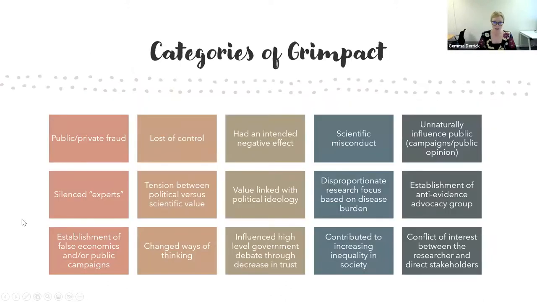In our case studies of grimpact, we look at different categories of impact. It is not just research negative impact, but a perfect storm of miscommunication, lack of control, disproportionate use of research or disingenuous research use that is linked to political ideology, the silencing of experts and any conflicting knowledge, and the overall idea that society has that research creates the answers. And we saw this in every day during the COVID pandemic, where the debate between what to do and what the evidence tells you to do was constantly in flux.